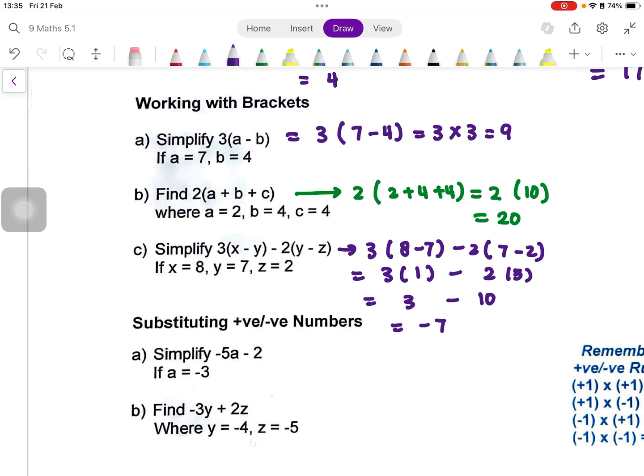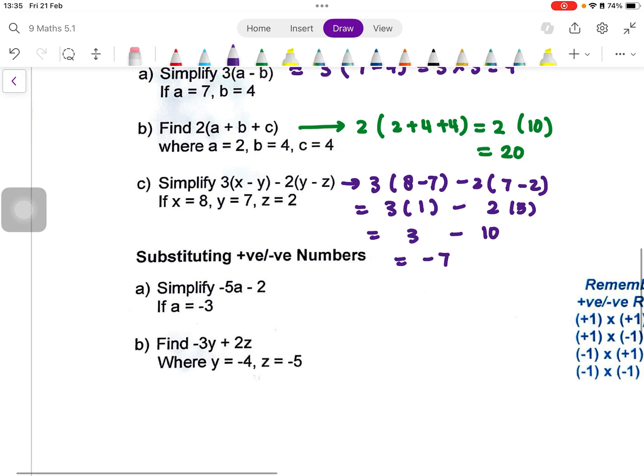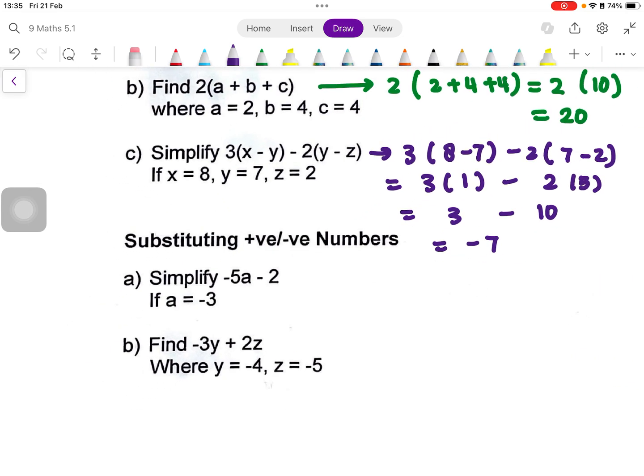Now, we are going to continue working on substituting positive and negative numbers. Alright, track with me. Part A. Simplify negative 5a minus 2 if a is negative 3. So a is negative 3, so when you see a, you are going to replace or substitute that with negative 3. Let's do that.